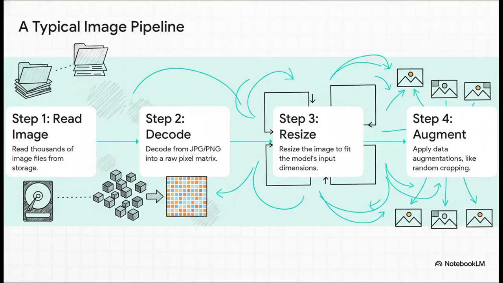Let's make this super concrete with a simple image pipeline. First, you've got to read maybe thousands of image files from your drive. Okay, step 1. Then, for each one, you have to decode it from a compressed format, like a JPG, into a raw matrix of pixels. Next, you have to resize that image to the exact dimensions your model is expecting. And finally, you might do some data augmentation, like a random crop, to help the model learn better. Every single one of those steps takes time and precious CPU cycles.